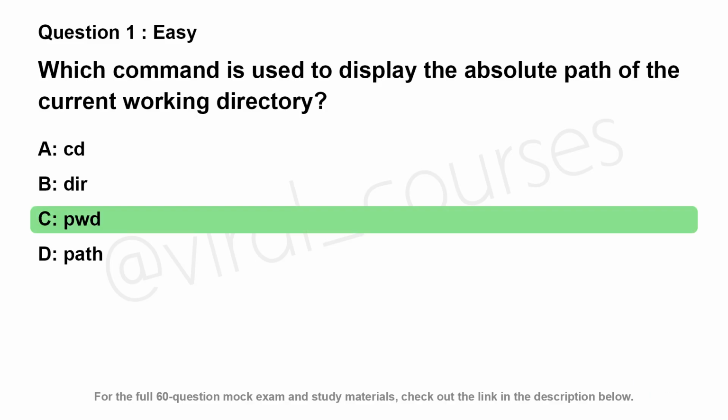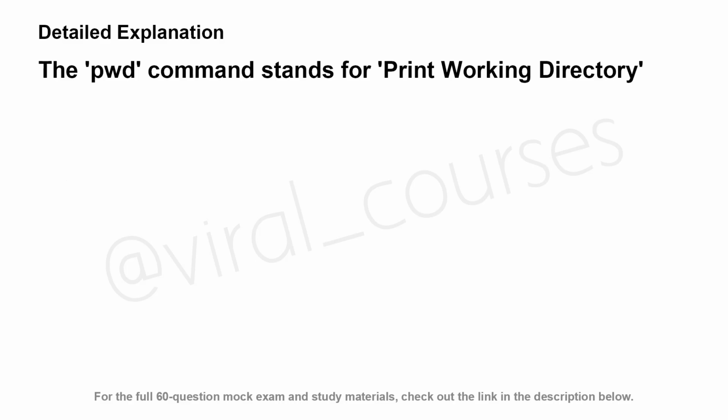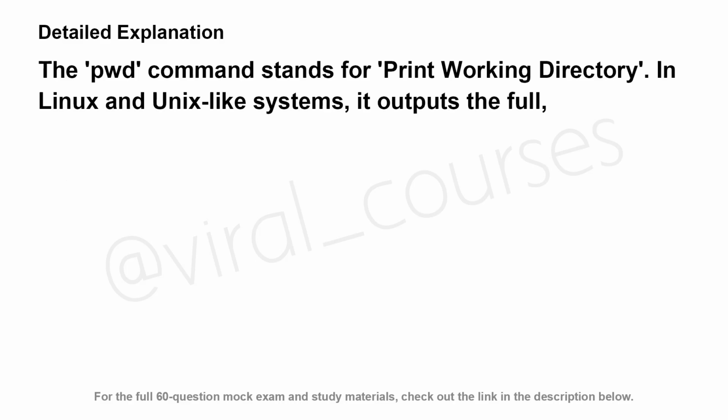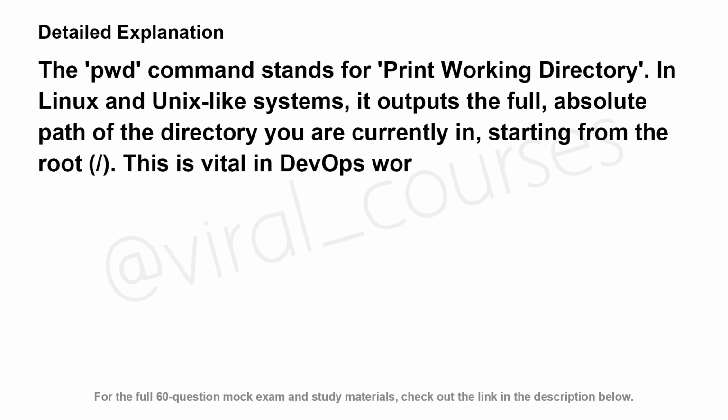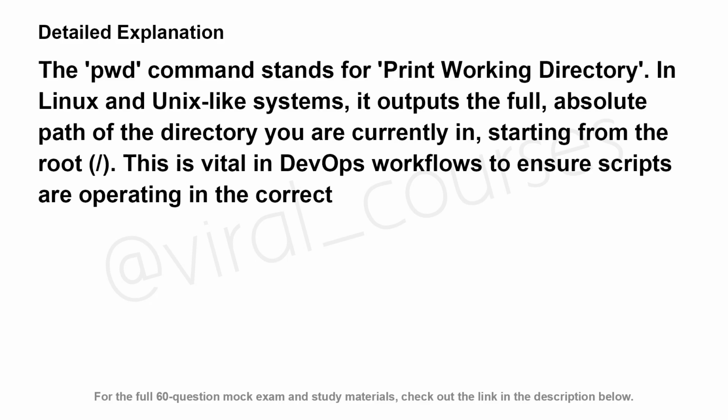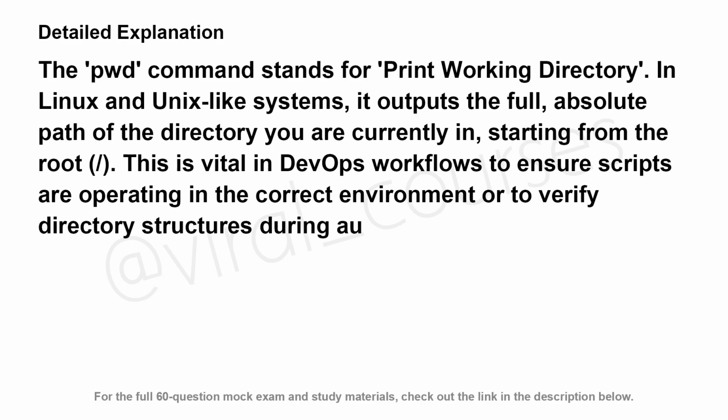The correct answer is C. The pwd command stands for print working directory. In Linux and Unix-like systems, it outputs the full, absolute path of the directory you are currently in, starting from the root, /. This is vital in DevOps workflows to ensure scripts are operating in the correct environment or to verify directory structures during automated deployments.